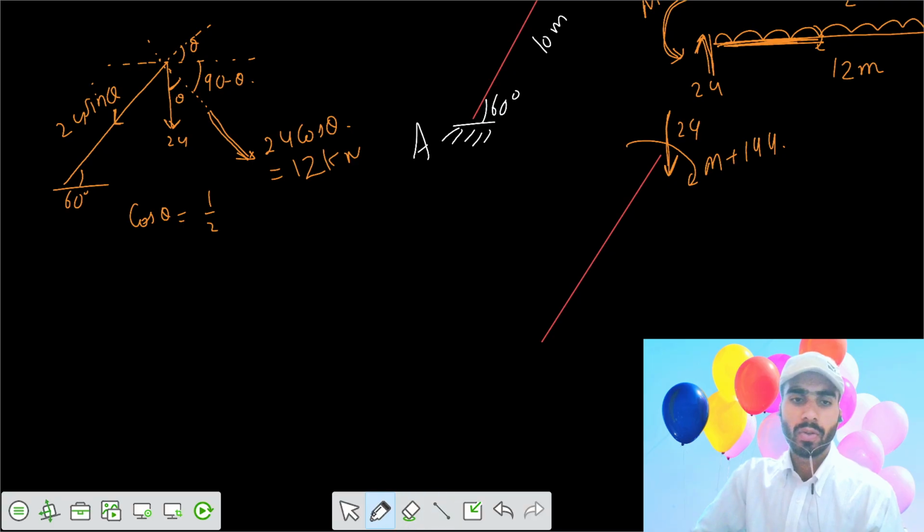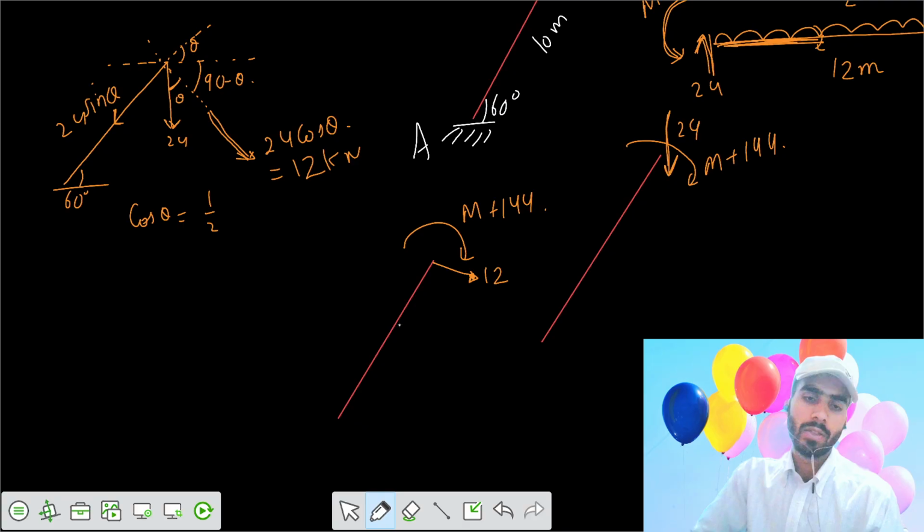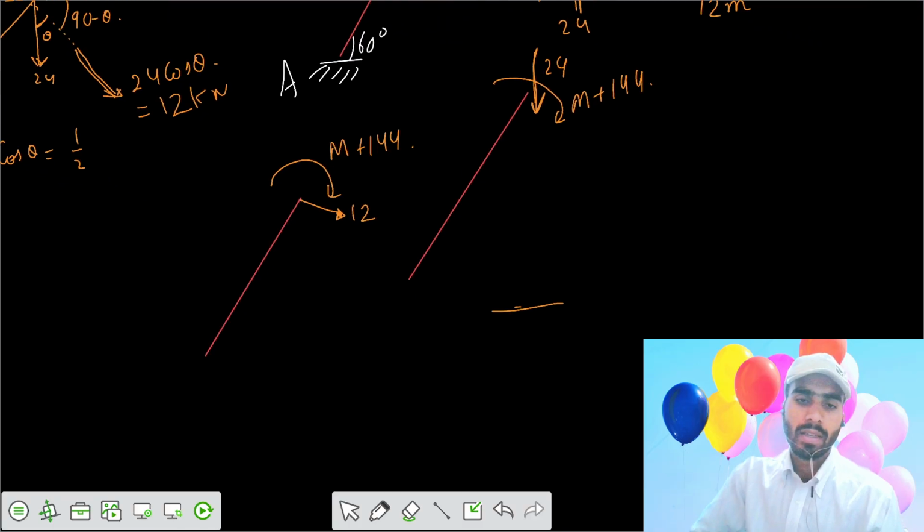So we can show that. This was your member. Now you applied a concentrated moment of M plus 144, and a shear force of 12 kilonewton downwards in this part. So now you take a section at any x. You need to get the value of moment at any x. So we can write the moment at any x.